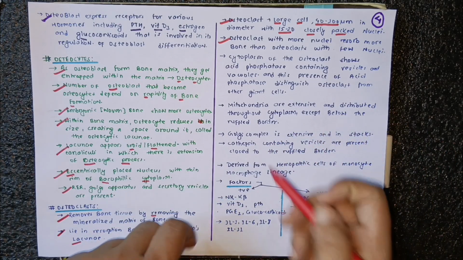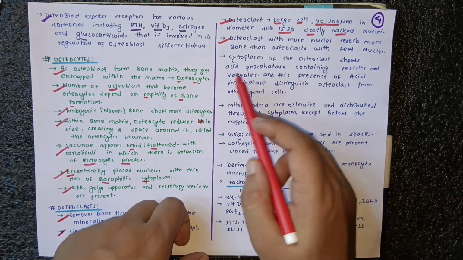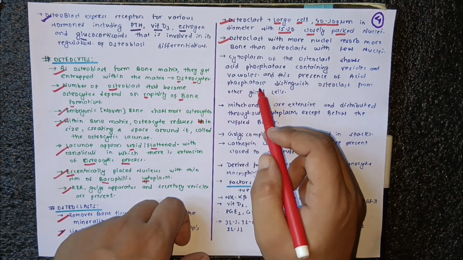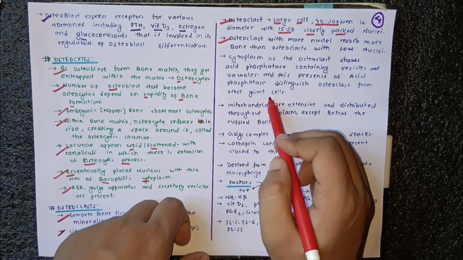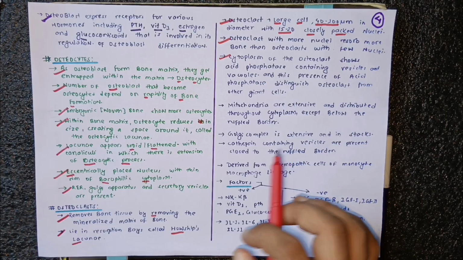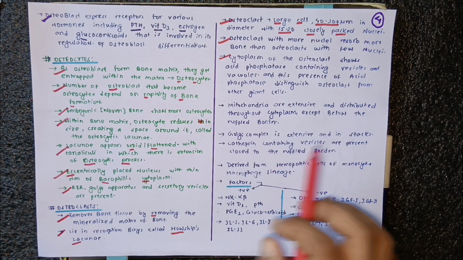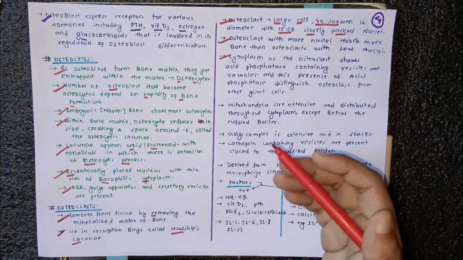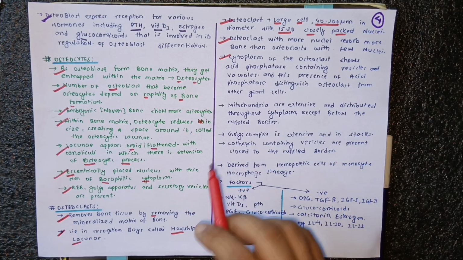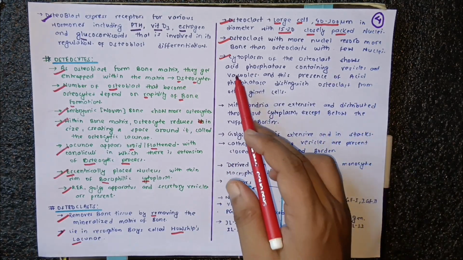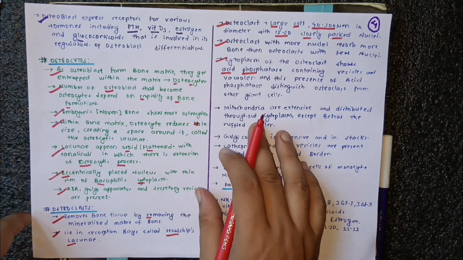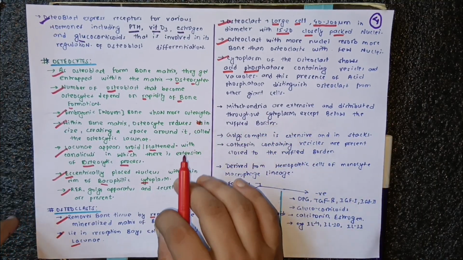The cytoplasm of the osteoclast shows acid phosphatase containing vesicles and vacuoles, and this presence of acid phosphatase distinguishes the osteoclast from other giant cells. The structure of the osteoclast is quite similar to that of giant cells; in giant cells also we can see a large number of nuclei inside the cell. But the distinguishing feature is the acid phosphatase, which is present in the osteoclast but absent in the giant cell.